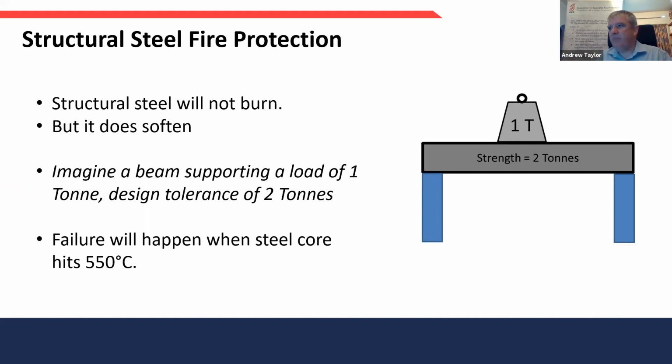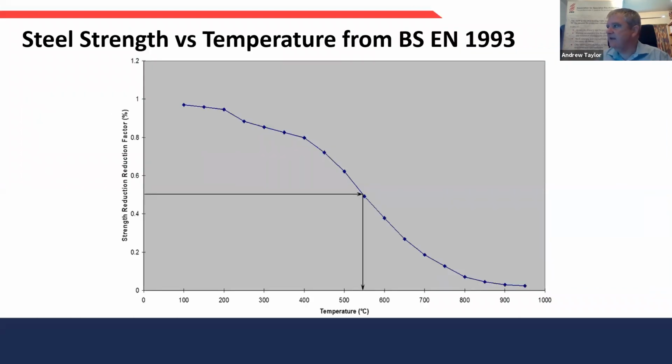And the failure will happen when this beam hits 550 degrees C, and there's meant to be a graph that appears, and it's there. The slides have got out of order, and the graph is here. So we see on the graph there, 50% steel strength. When the steel strength reduces down to about 50%, you plot across, plot down, and that's around about 550 degrees C. Okay.